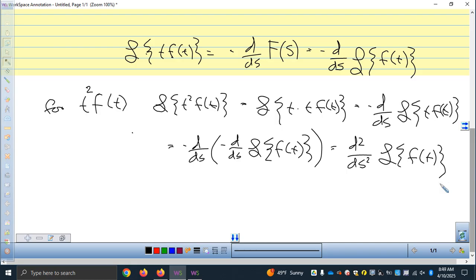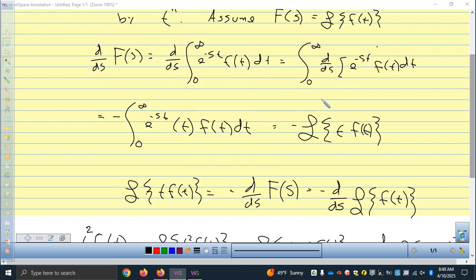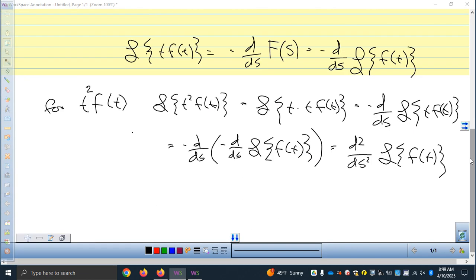So we generalize this to get our theorem about the derivatives of Laplace transforms. And all this comes from applying this operation to the definition of our Laplace transform. So we're good with the steps here. We understand.